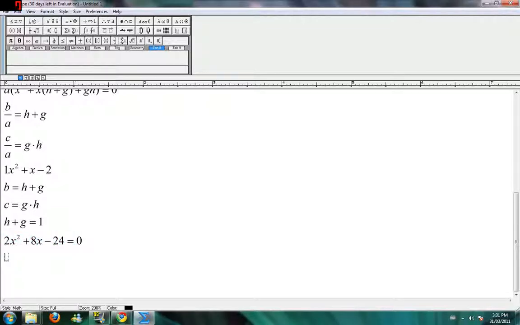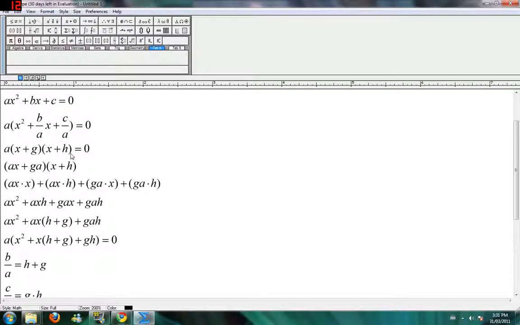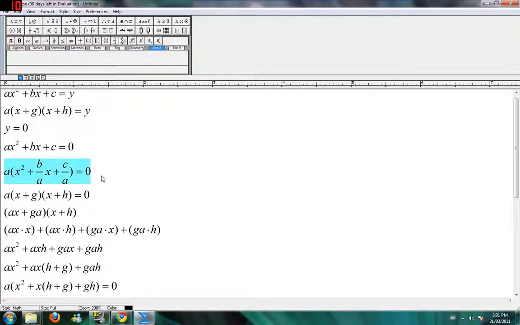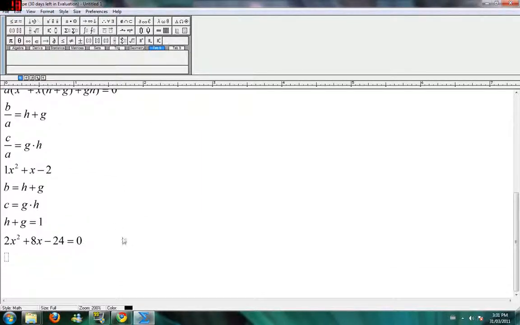What I would do is follow the format which I gave you over here and take out a 2 from the entire equation. So let's do that, and we get 2 taken out is x squared plus 8 divided by 2, which is 4x, minus 24 divided by 2, which is 12, is equal to 0.